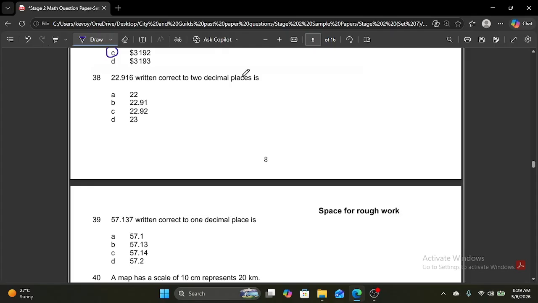22.916 written to 2 decimal places is, so the 2nd decimal place would be 1 right here, and the same thing applies when rounding. Look at the number beside it, highlight it. So that's 6. If it is 5 or greater, we add 1. So it's 6, that's greater than 5. So we will add 1 to the 1, making it 2. So that's 22.92. C is the answer for 38.